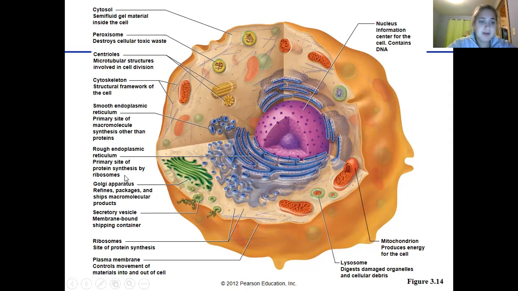Rough endoplasmic reticulum, primary site of protein synthesis by ribosomes. Then we have our smooth endoplasmic reticulum. This is the primary site for our macromolecules. Our cytoskeleton gives us our shape and structure to the cell. We have our centrioles, which are our microtubule structures, and they are involved in cell division. Peroxisomes destroy that cellular toxic waste. Okay, and then cytosol is that gel material inside of the cell to hold those organelles in.